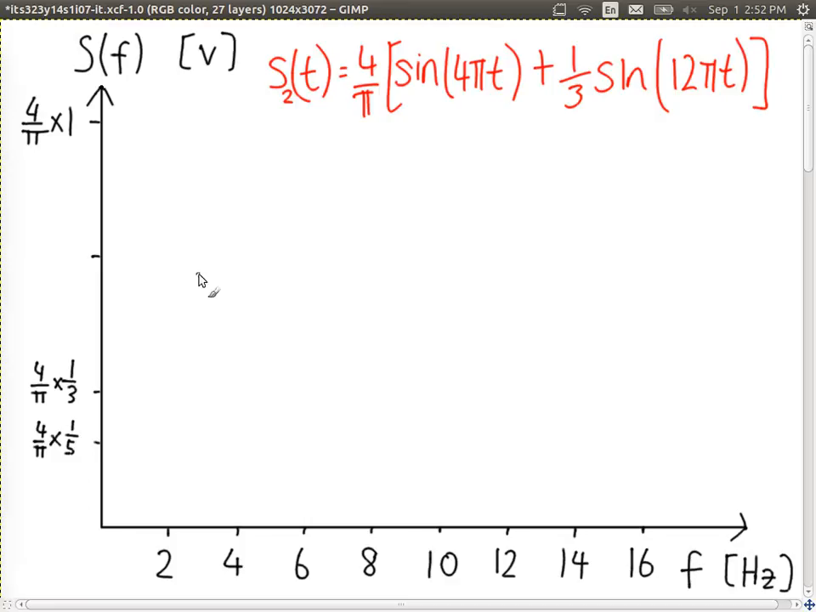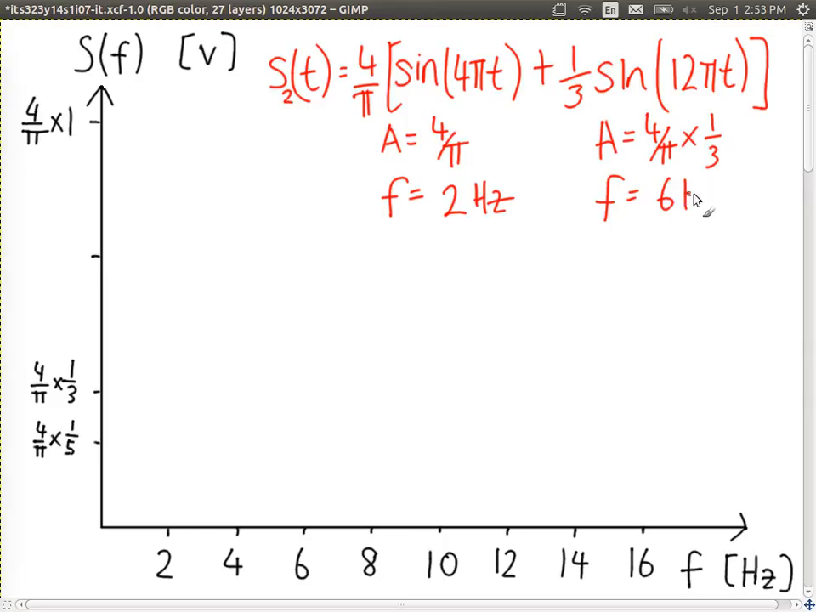So how do we plot this in the frequency domain? Well, we note that there are two components. The frequency of the first component is 2 hertz. And the peak amplitude, so that I'll just note here, the amplitude of the first component is 4 on pi. And the frequency of the first component was 2 hertz. And for the second component, the amplitude was 1/3 of 4 on pi. And the frequency was 6 hertz. This is the equation from before. So how do we plot that? Think for each component, we plot a spike or an impulse. The height is the peak amplitude, and the frequency is the frequency of that component.